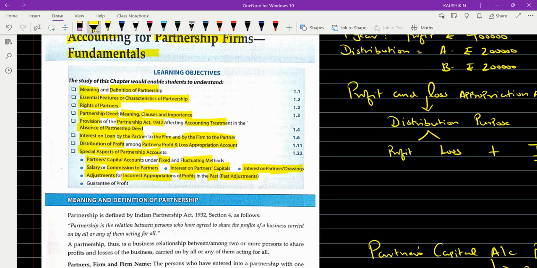Suppose instead of providing the amount to A and B, the accountant has allowed interest on capital to all three partners, A, B, and C. Then won't it affect the profits of the business? It will affect the profit of the business.